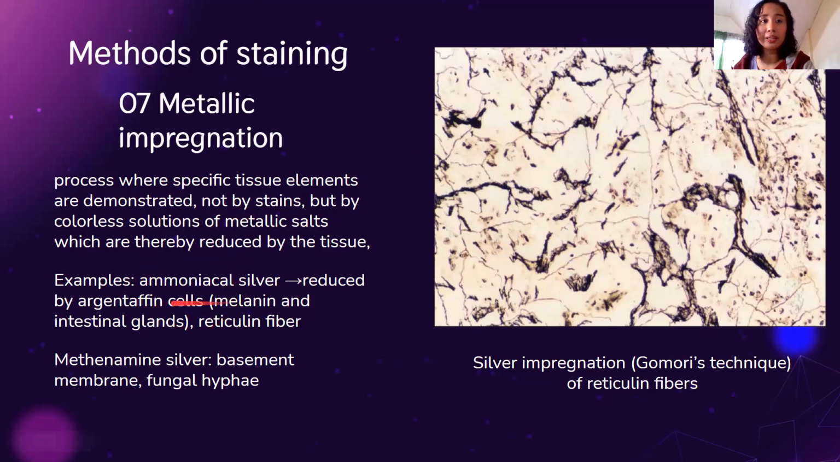We have ammoniacal silver, used for melanin, for argentaffin cells that contain melanin, for intestinal glands, and reticulin fiber. And methenamine silver is for adding color to your basement membrane and fungal hyphae. Here we used ammoniacal silver because it's a reticulin fiber. The metallic salts gave the dark color to the reticulin fiber. Reticulin fibers, guys, are a network of fibers. They are your connective tissues, right?